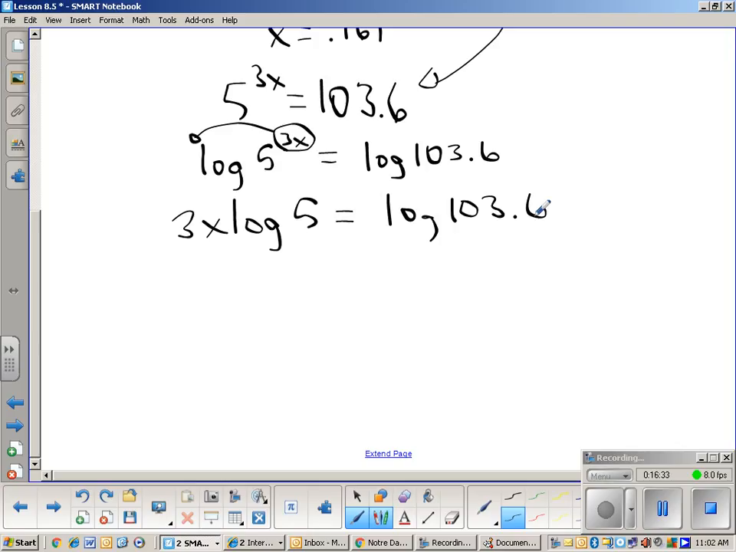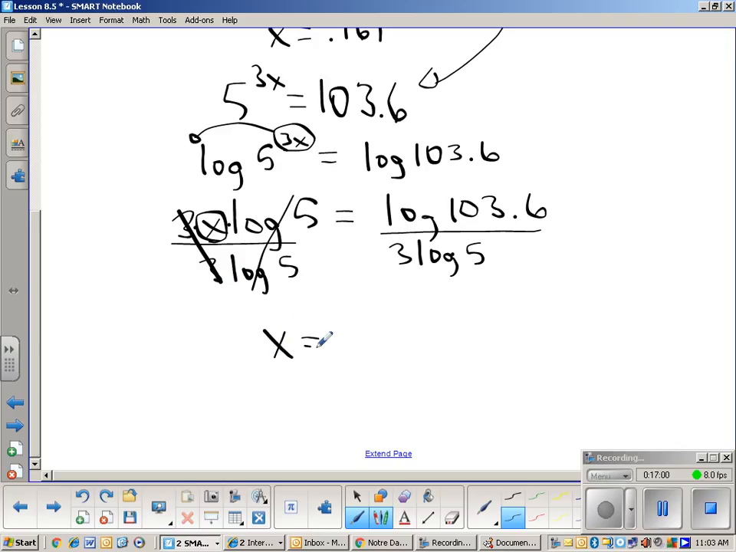The problem is when I undo this, I want the x to stay here. So when I divide, I want to divide by everything else: 3 times x times log 5. To undo times, I'm going to divide by 3 and the log 5. So both sides by 3 and log 5. Then this cancels and this cancels, and I'm left with x equals.